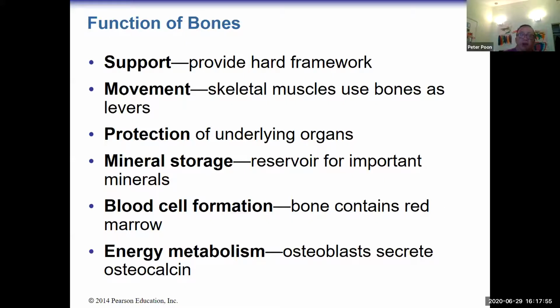The function of bone. Bone provides support, provides movement, provides protection, so your skull, your chest cavity. It provides mineral storage. It's a very important reservoir for important minerals, especially calcium and phosphorus. It's involved in blood cell formation, so the bone marrow. I'm sure you guys have heard of bone marrow before. Bone marrow is found within bone, and bone marrow is responsible for formation of red blood cells and white blood cells.